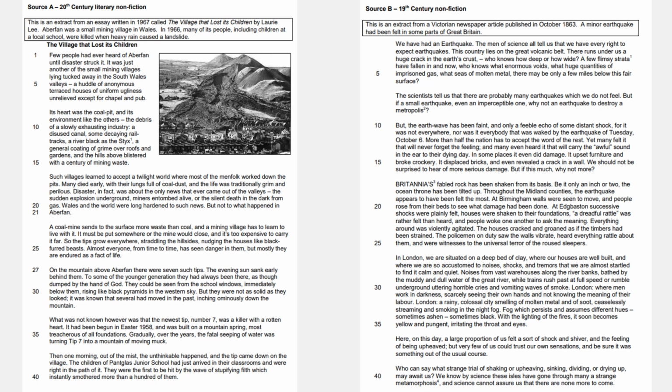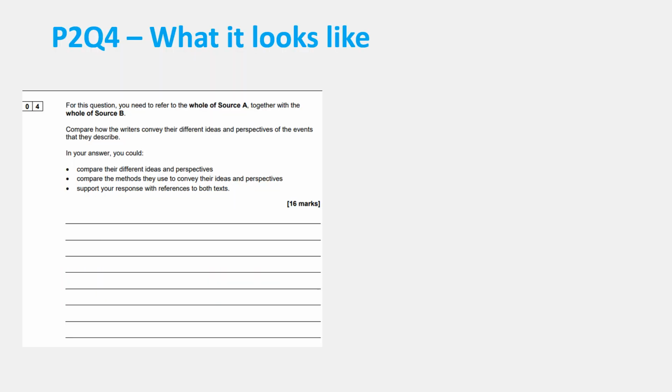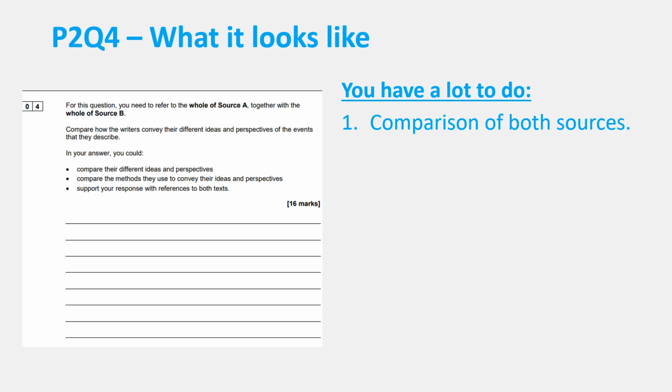Do go back to paper 2 question 1 if you want a little general review of how this exam paper is set out. Right, let's look in a bit of detail at what you are being asked to do here. The first thing to say is it feels like there's a lot to do. Because first of all, we've been asked to compare both sources. You need to refer to the whole of source A together with the whole of source B. So already it's feeling like there's a lot to do.